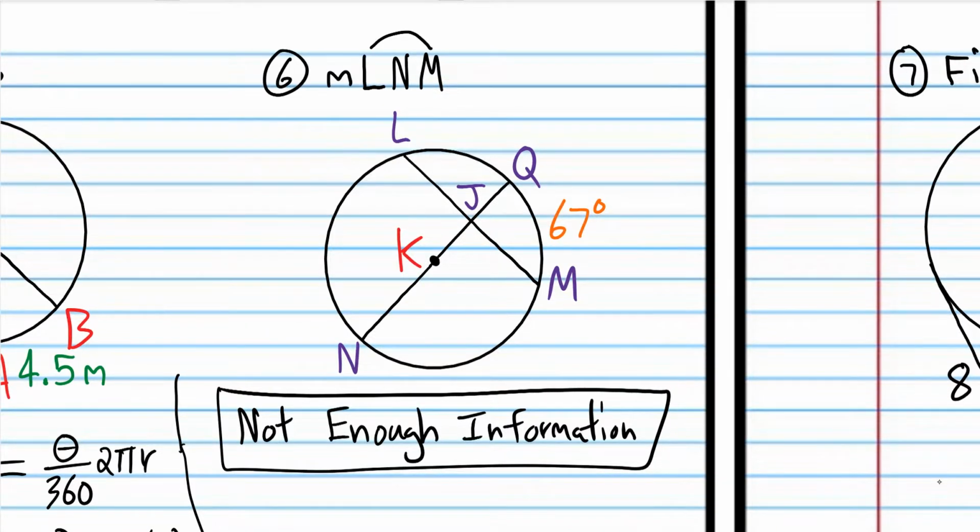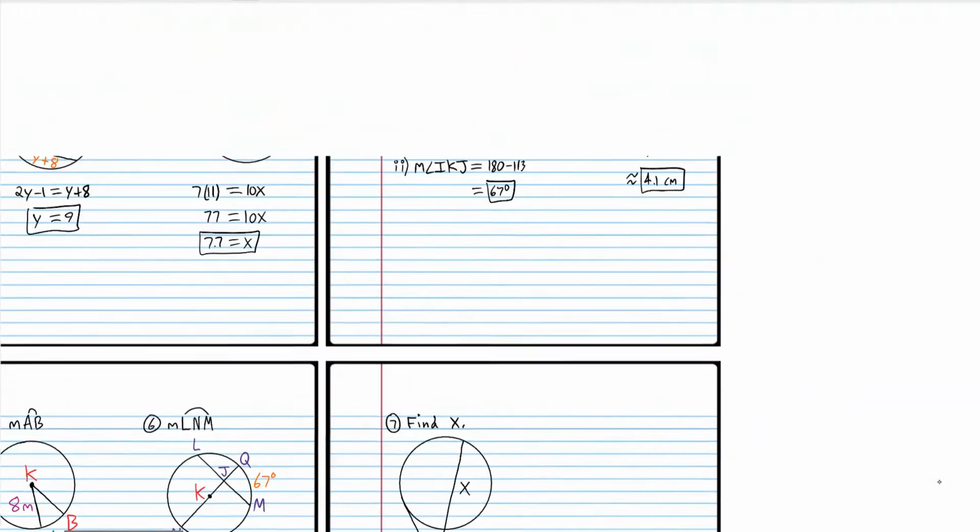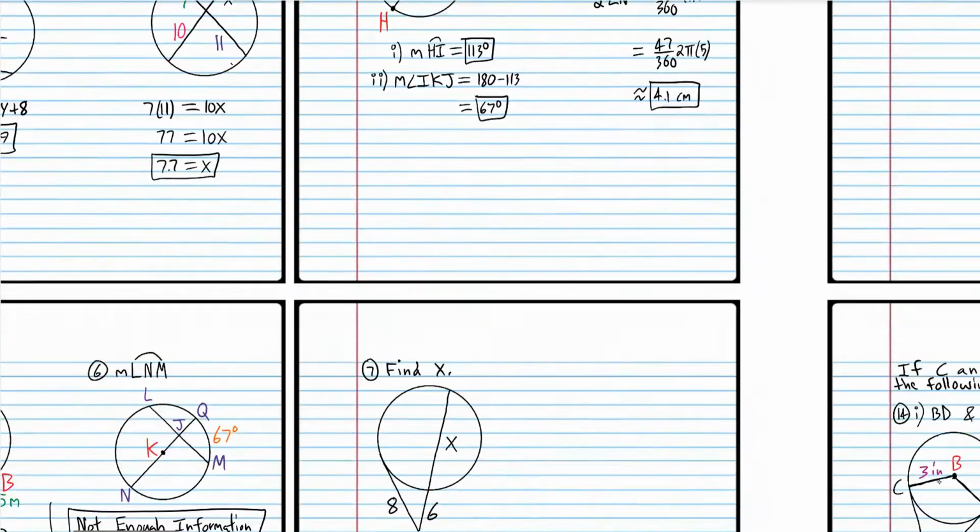Now, if we did know that that diameter were perpendicular, then we could find that this is 67, add these two up, and you get 134. Subtract that from 360, and you'd find this arc, which is what the problem is looking for, or that arc measure. So if you got that one right, good job. On to number 7.